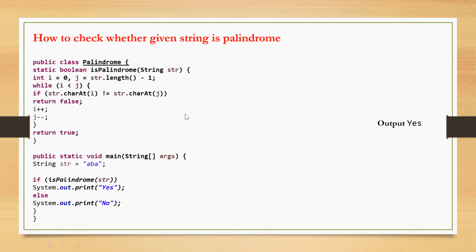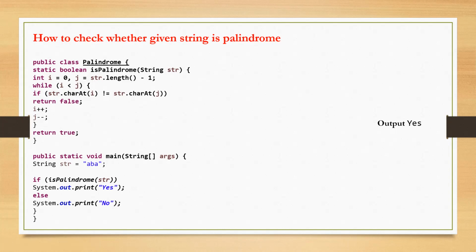Now, how to check whether a given string is a palindrome or not? In a palindrome, they check whether the string is the same in reverse also, like ABA. The reverse is also ABA, right? So what will be the logic? First, I will start from the zeroth index, like A, and the second index J will start from the last index. What is the last index character? A. So while I is less than J, it will check whether both are the same.